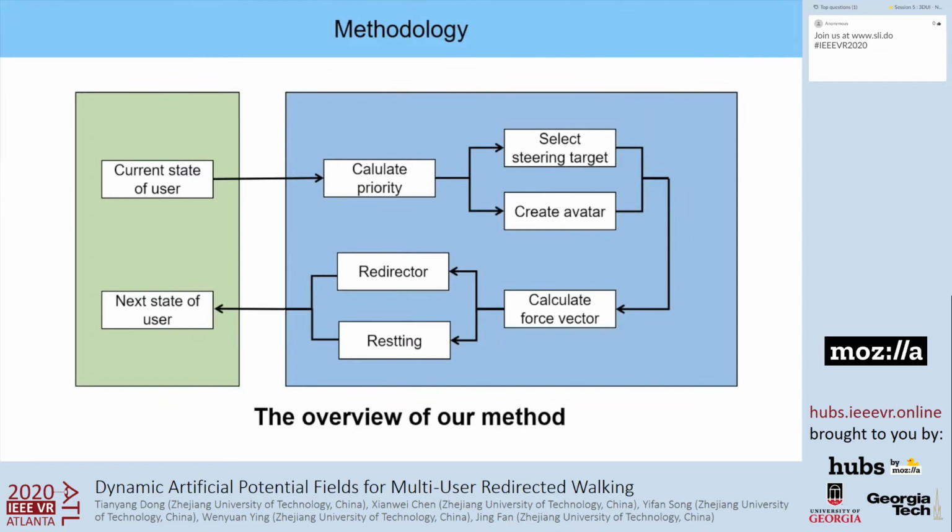Look at the overview of our method. We present a method of setting the attraction target with priority, and a new prediction algorithm based on the current user state to create an avatar. This method first calculates the priority for each user and calculates a reasonable attraction target for each user in the physical space, then generates an attractive vector for the user.